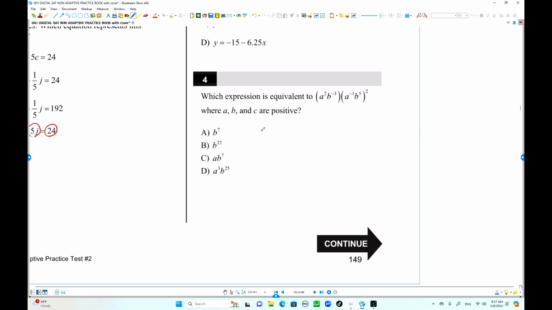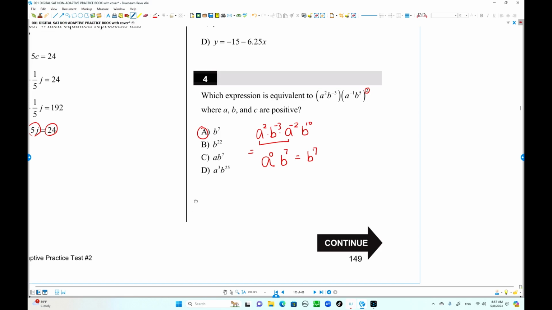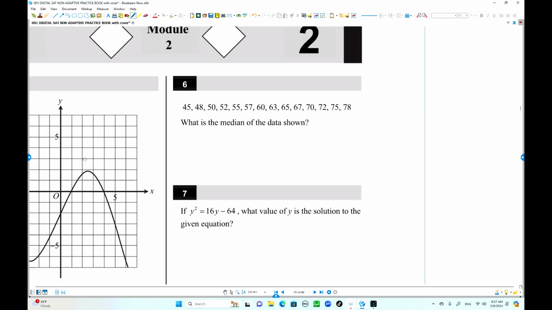So exponent operations, a squared times b to the negative 3, and times this is power is multiplication. So you multiply a to the negative 1 times 2 is the negative 2, b to the 5 times 2 is the 10. So we have like terms here, okay? A to the 2 minus 2 is 0. B to the negative 3 plus 10 is 7. It's going to be equals to B to the 7 is the answer, okay? That's number 4. Go to number 6.